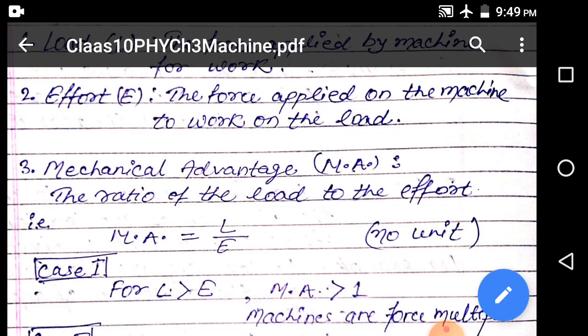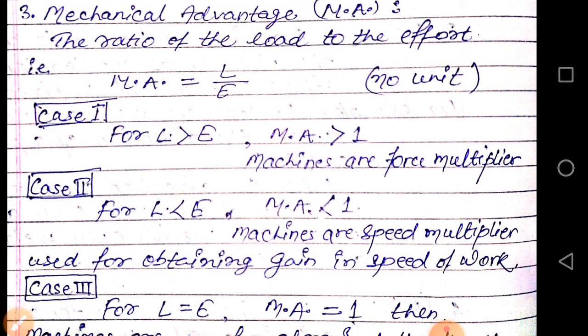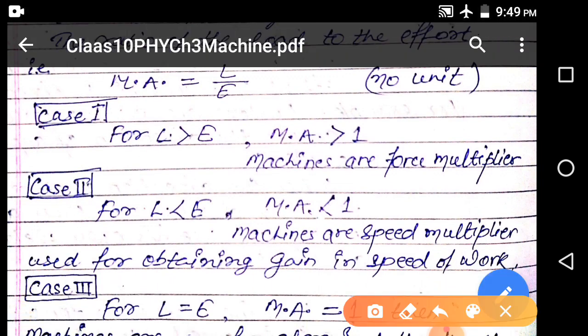Now we have three cases for the mechanical advantage MA. The first case, when load is greater than the effort, then mechanical advantage is greater than 1. Like the use of a jack, in the jack the load is greater as compared to effort. So here machines are force multipliers, or work to gain in force.